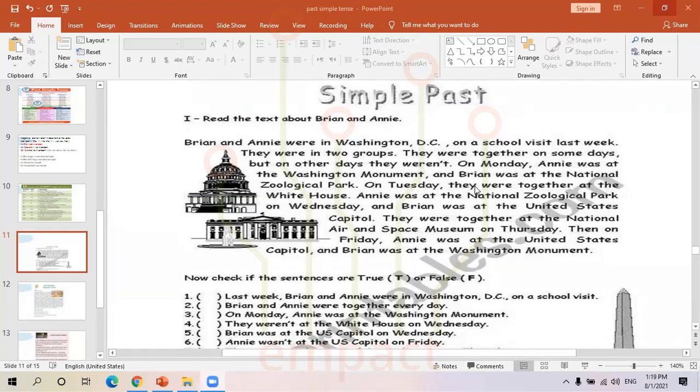They were together at the White House. It's not "at White House", it's the White House. Annie was at. Thank you. Well done, Gardenia.